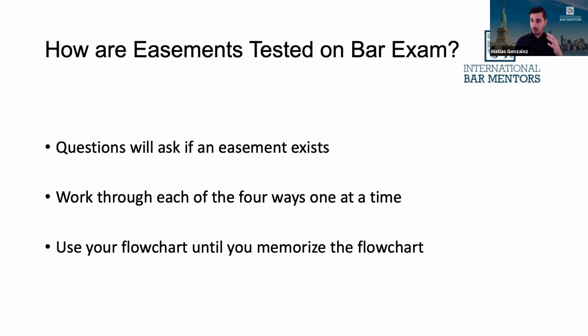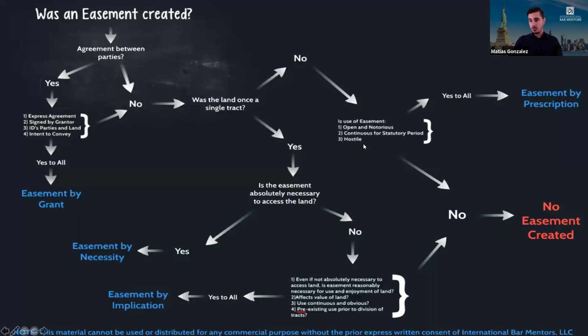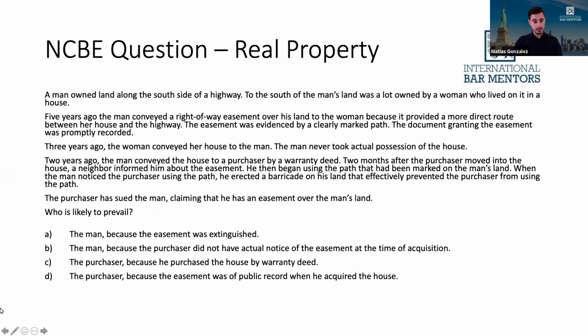You want to walk through the only 4 ways that there are to make an easement, okay? Nothing else outside of that. Do not deviate from that. Use your flow chart until you memorize the flow chart. So the flow chart is the thing I accidentally skipped to, which we're going to get to now. You want to keep that flow chart in mind and use it until you learn it, because it's going to help you get through the question, no matter how dense, how prolonged it might feel like it is.